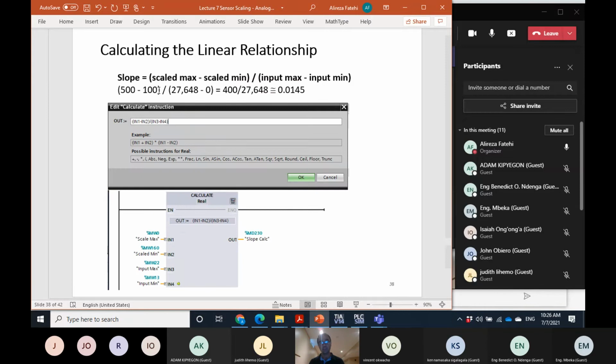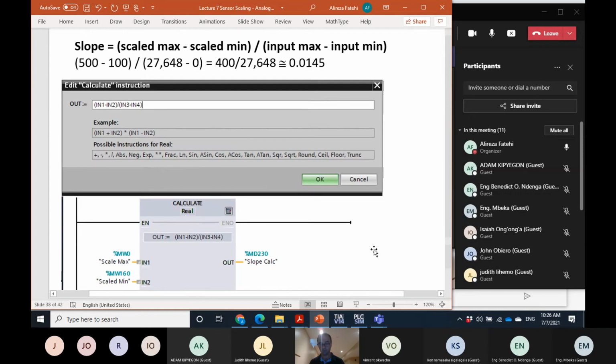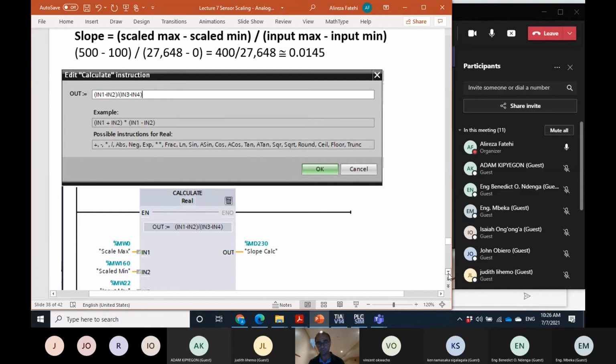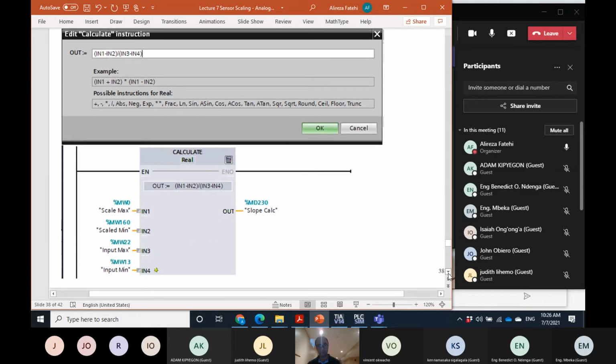And then for this formula for the slope, we don't need to calculate this and this separately and then divide them. We can directly write them in the calculate. Add more inputs. Input 1 is a scale max. Assign scale max to input 1, scale min to input 2, scale input max to input 3, input min to input 4. And then inside, we just use input 1, 2, 3, 4.